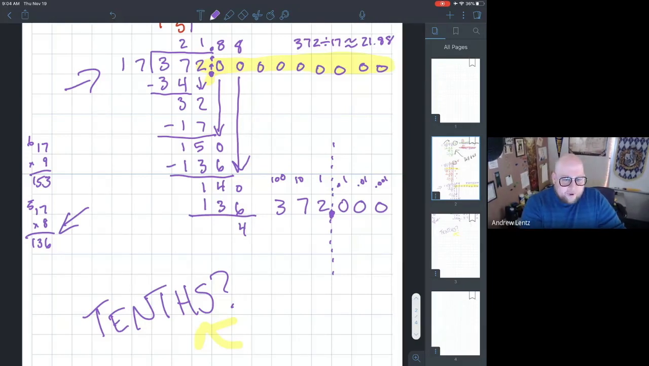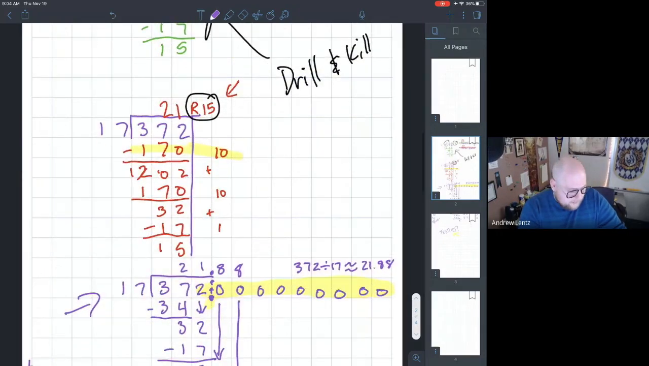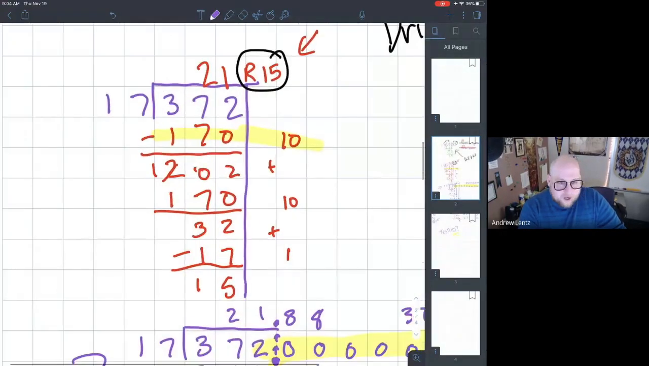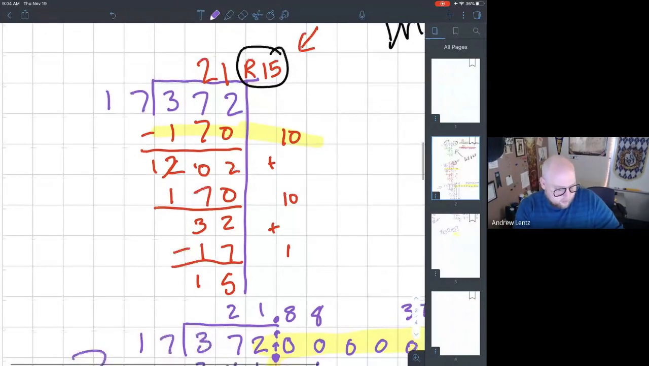This is why I prefer traditional methods versus our partial quotient. Because when you start getting into partial quotient, you're going to get to the point that you can't do this anymore. You're going to have to figure out what you multiply 17 times to get it to be smaller, and you're going to be multiplying by decimals, and it's nasty. It is so nasty. So that's why I kind of push you towards traditional. Come back problem.